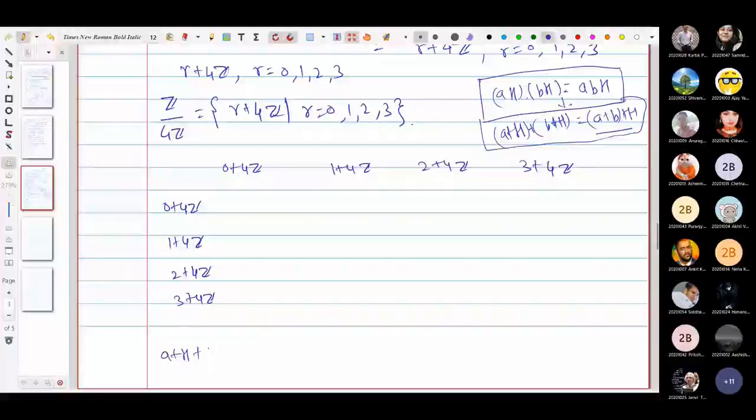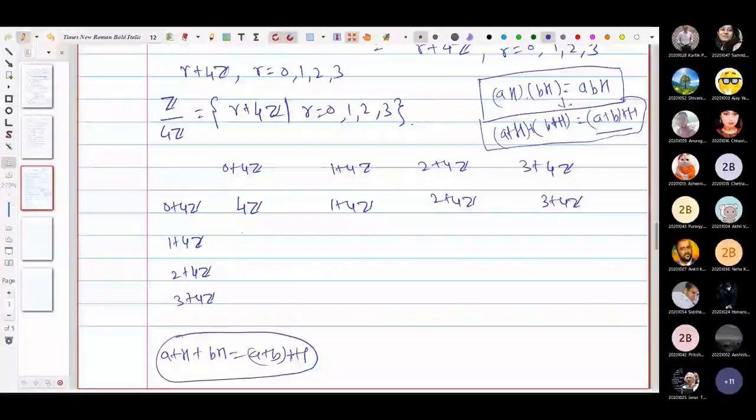So 0 plus 0 is 0, so we are getting 4z here, and then 1 plus 0, so 1 plus 4z, and then 2 plus 4z, and then 3 plus 4z. Similarly, this column also we can fill.